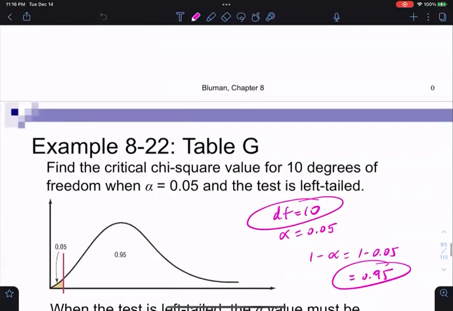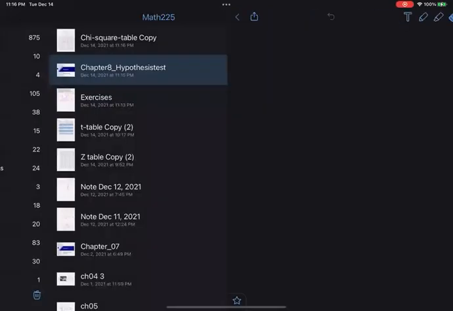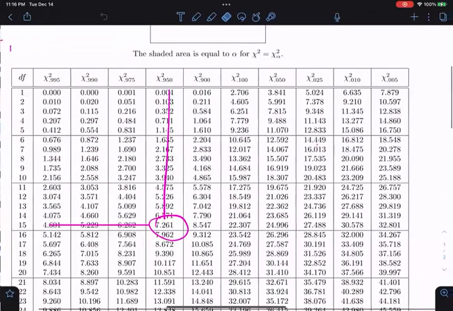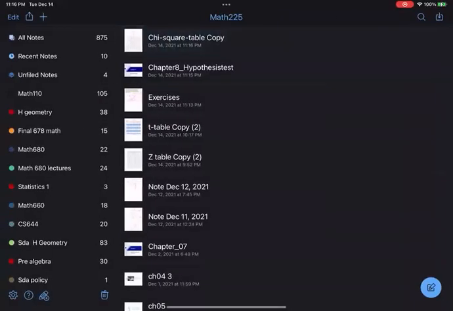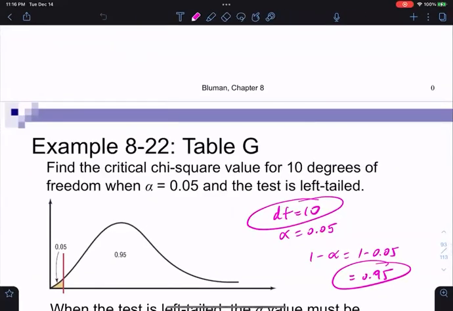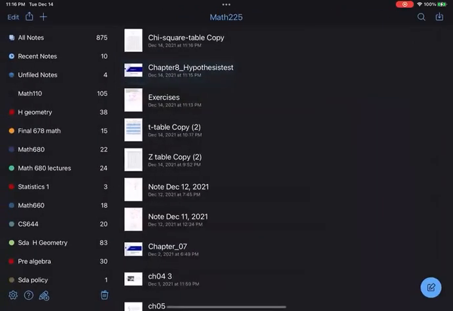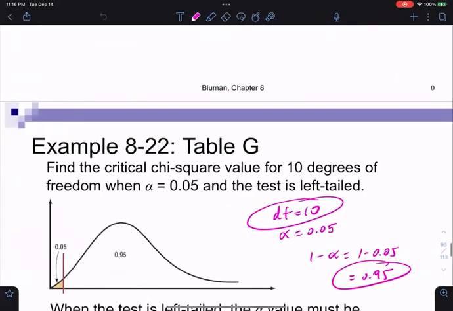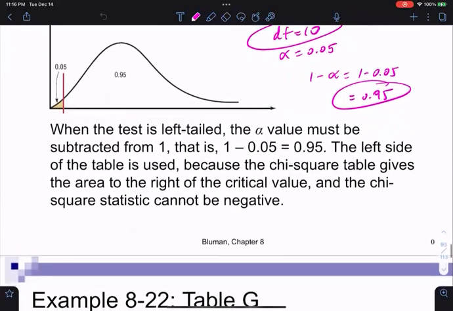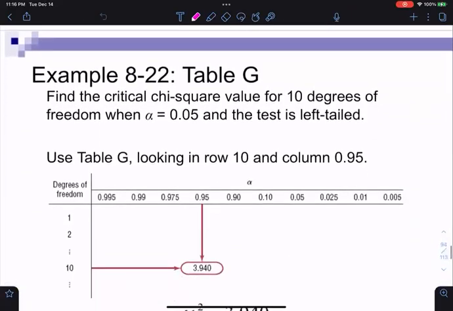But it's 10 degrees of freedom and 0.05, I'm sorry. So 10 degrees of freedom and 0.05, that's 0.95. So it should be 3.9, right? Let's double check: 10 degrees of freedom, 0.05, which says 0.95. So you should get this value right here, 3.9.